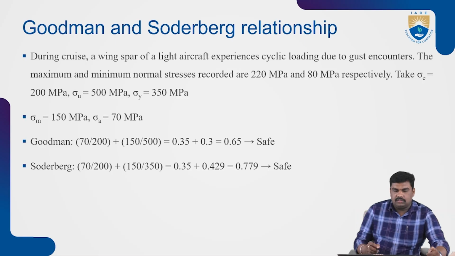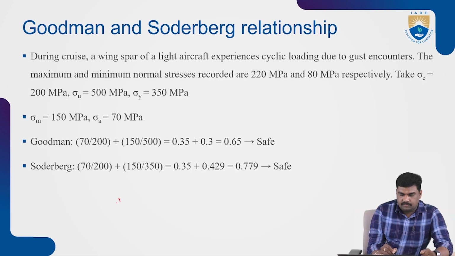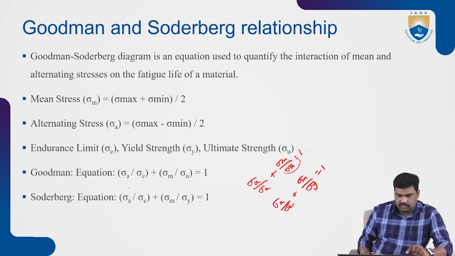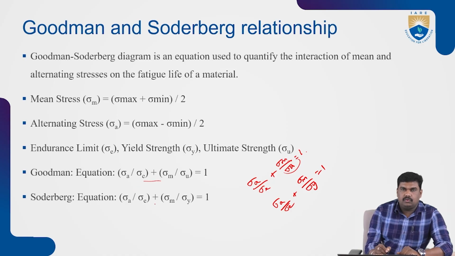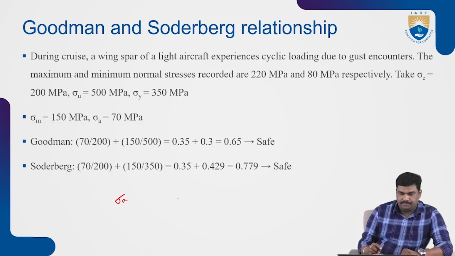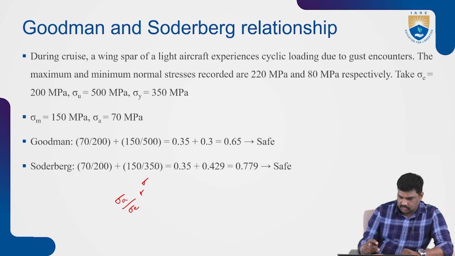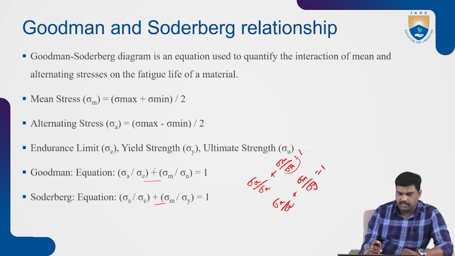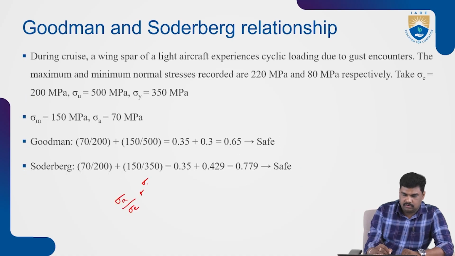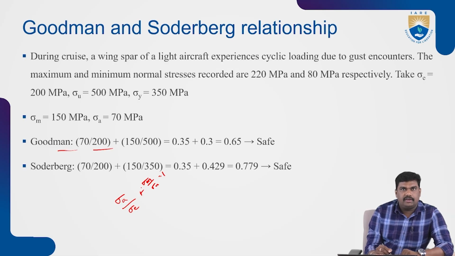Now from this, you know the Goodman equation. In a previous lecture we have seen the Goodman and Soderberg equations, and these two equations we are directly substituting here. So sigma A divided by sigma E plus sigma M divided by sigma U, that is the Goodman. Now you need sigma A and sigma M. So what is sigma A? That is the amplitude stress.